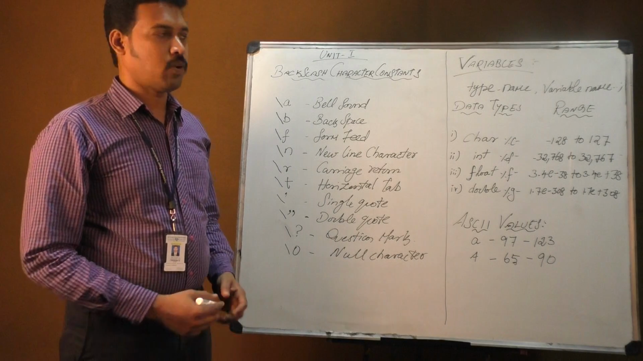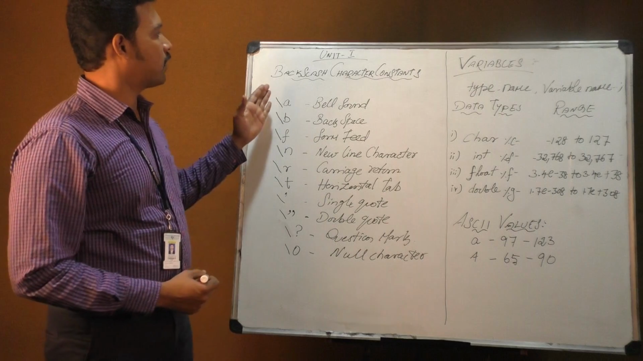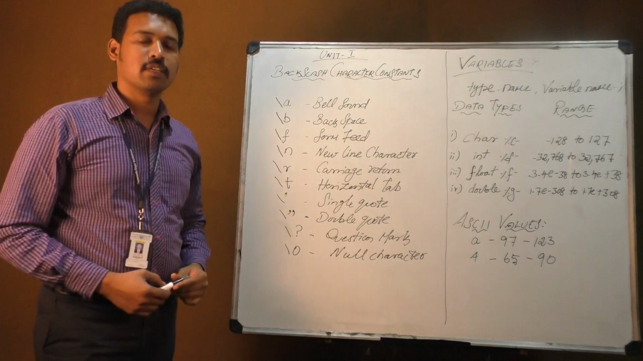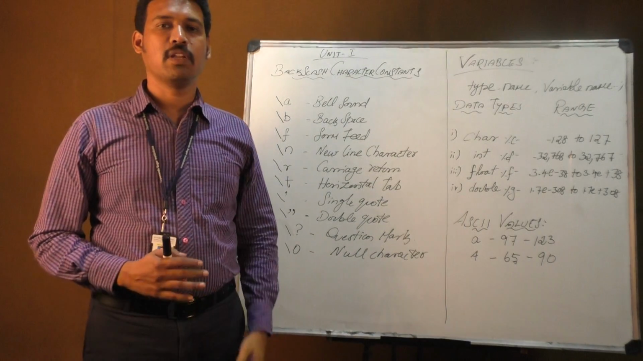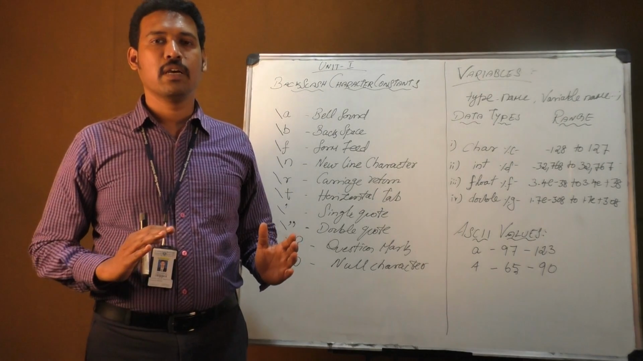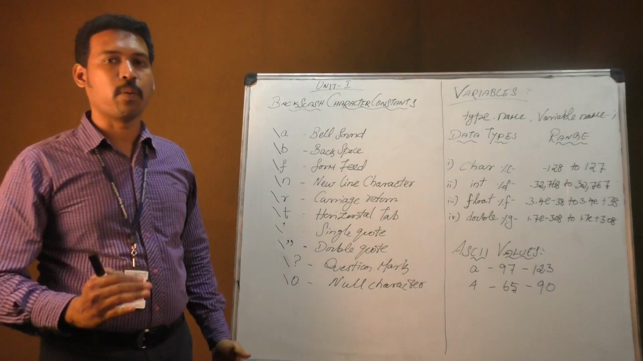The next topic we are going to discuss in the basic concepts of C programming is backslash character constants. These backslash character constants will help you structure your C program properly, executing it and producing the output in the proper way.